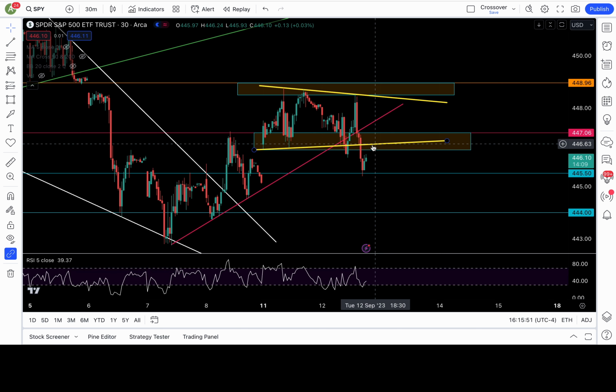So because of that, to trigger longs or to be bullish, price needs to get back above 447. All right. If price does not get back above 447, that is not bullish. All right. If it does, we can look to long.